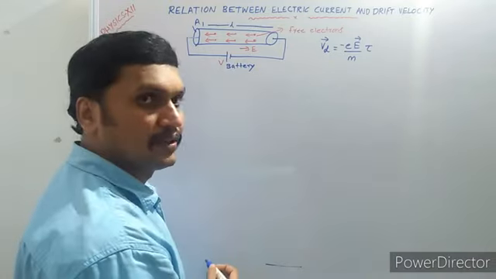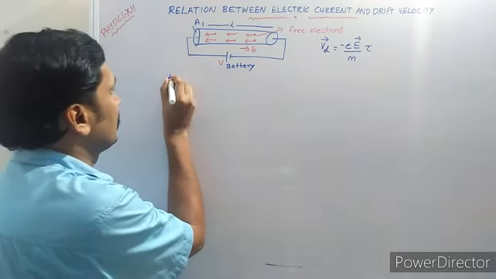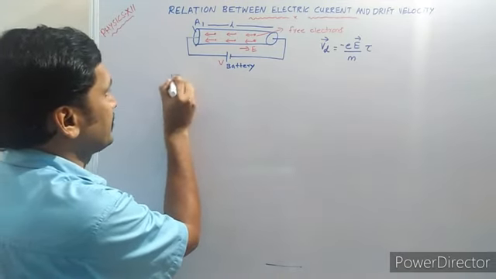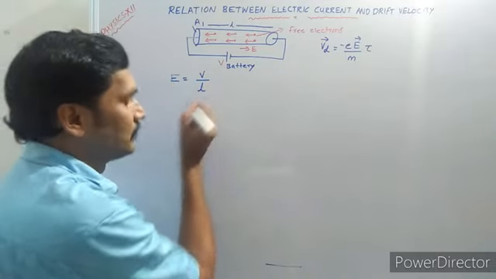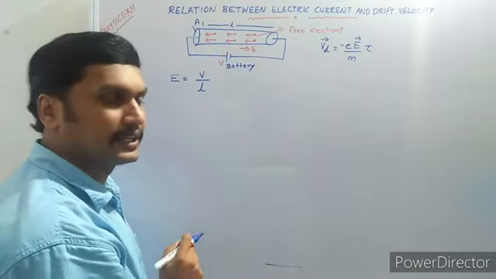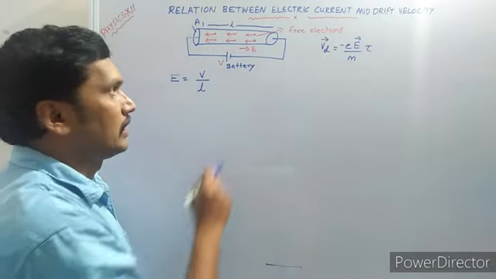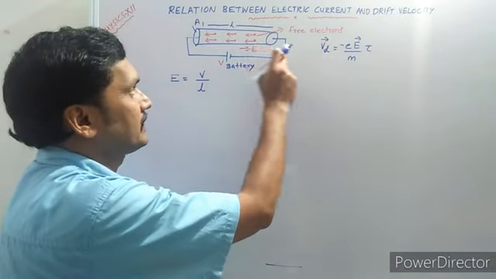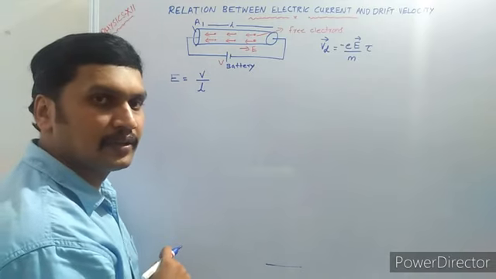We can write the expression for the electric field through this conductor as E is equal to V by L, where V is the potential difference between the ends of the conductor and L is the length of the conductor.